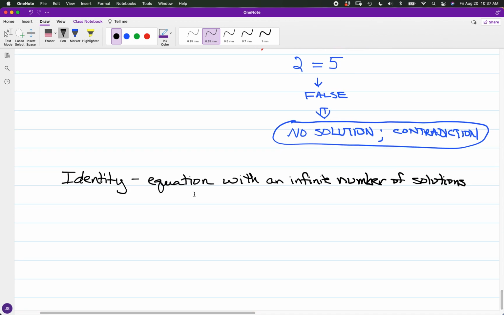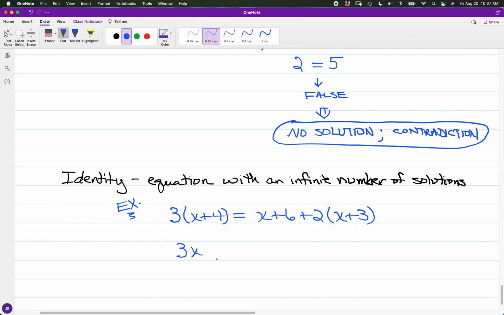And for what we have just as a sample of what could be an identity, we can say we have 3 times the quantity of x plus 4 is equal to x plus 6 plus 2 times the quantity of x plus 3. Okay, so we have, again, gathering the variable terms and constants. Now we have on the left 3 times the quantity of x plus 4, so this would be 3x plus 12.